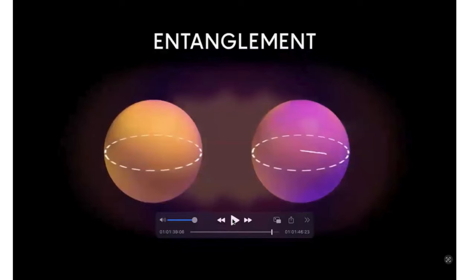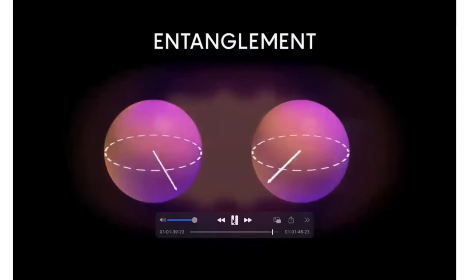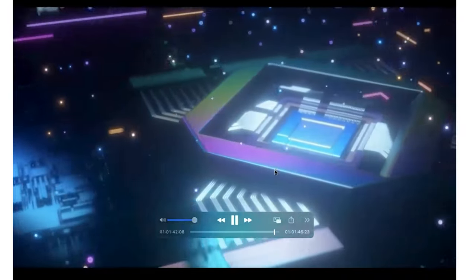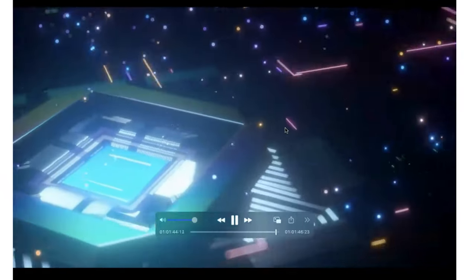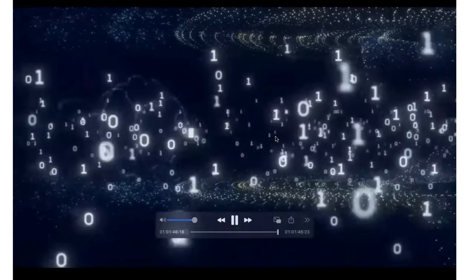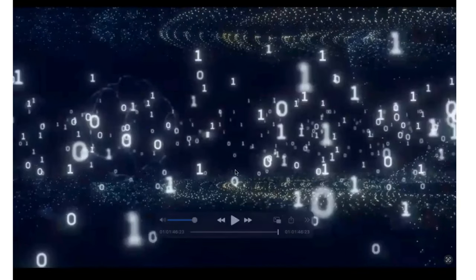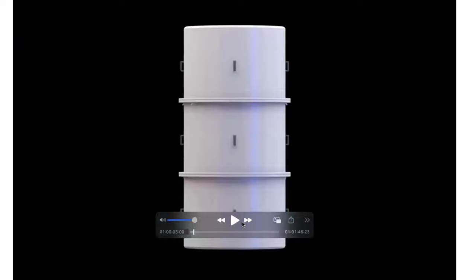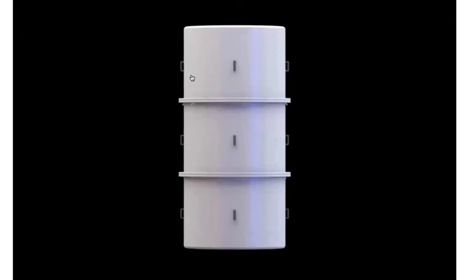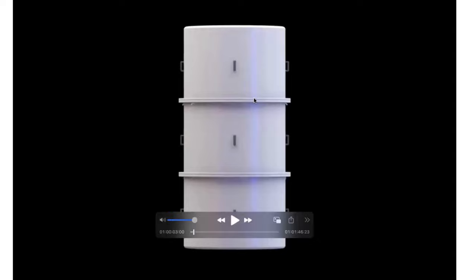So here is the entanglement principle. This is how we are designing a chip. But what is the limitation here? What is this white color box? What would you think about this white color box? Coolant. Refrigerator. Refrigerator. So inside this only we are storing it.